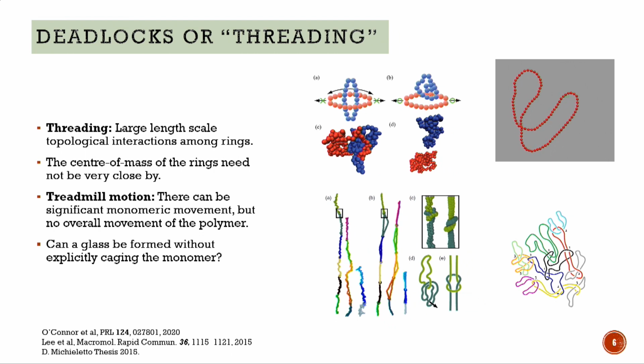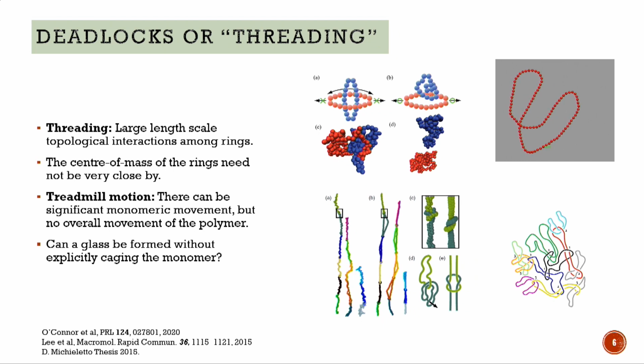What is interesting is that even if they are arrested, which means their center of mass does not move, the ring itself can move around. For example, you can show here that this particular ring polymer is in a very threaded environment, but you can see that there is sufficient dynamics around the contour of the ring. This is called a treadmill motion, which is very interesting because it says that the monomer itself has some fluidity. However, overall the system is in an arrested state.